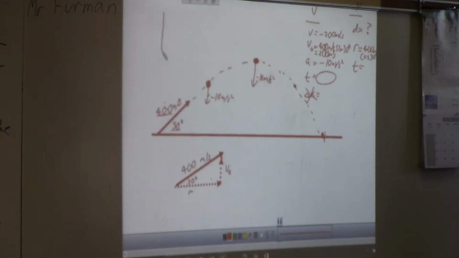If I were to draw that a little bit nicer, my velocity versus time graph, it had an initial velocity. This graph is going to look just like that. Constant slope. What is the slope of this graph?